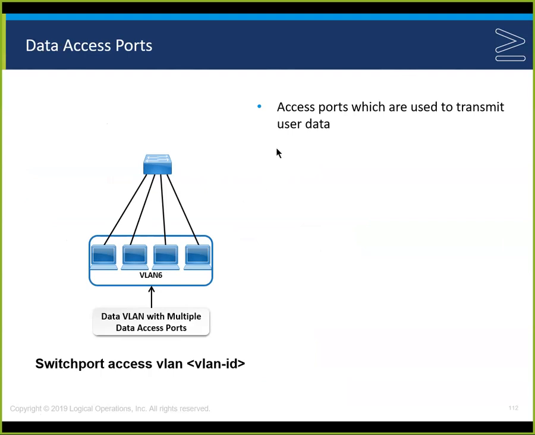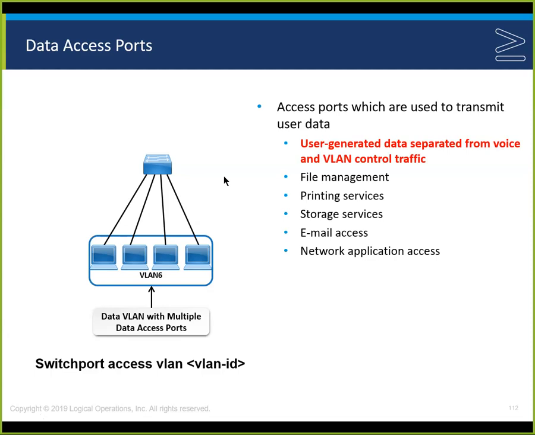The data access ports are used to transmit user data, separated from the voice VLAN and the VLAN control traffic. Oh, a new term here, VLAN control traffic. CDP, several of those, STP, other protocols are going to be there. They're going to use the native VLAN also when you do that. So the native VLAN, why do we have to have it? Control traffic or management traffic is going to be on the native VLAN to do those things.